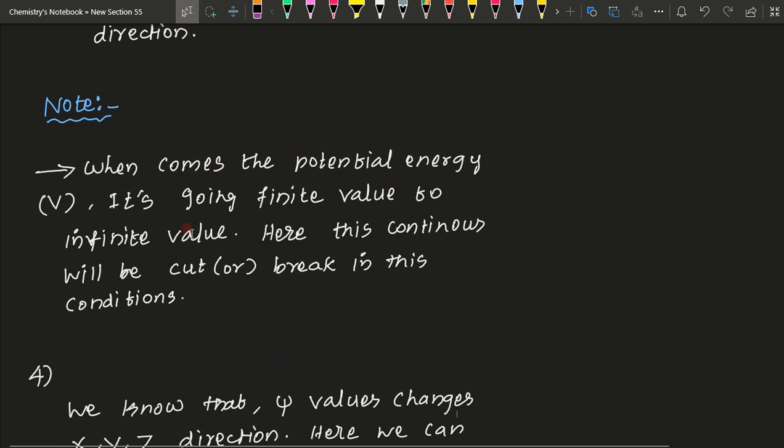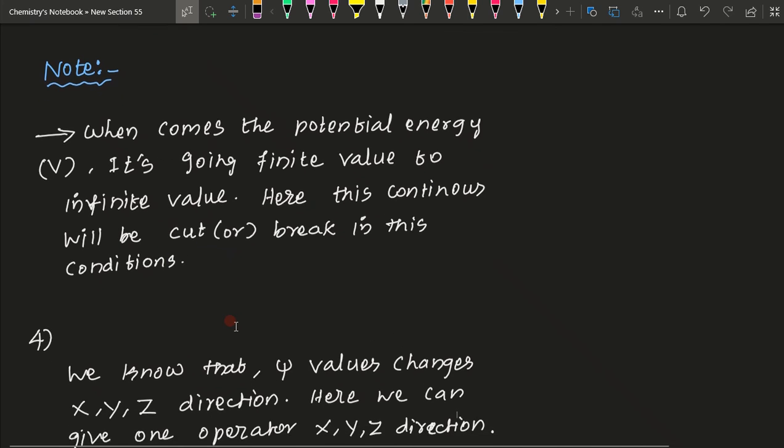Please note, when the potential energy V goes from a finite value to an infinite value, the continuity of the electron will be cut or broken. Only in this condition will the continuity break. What condition? When we give any potential energy.